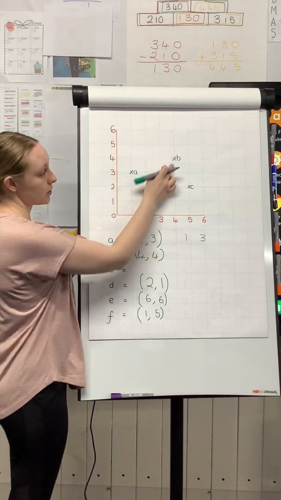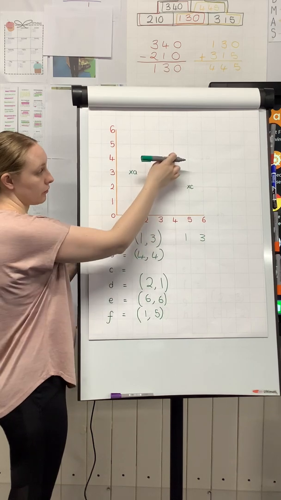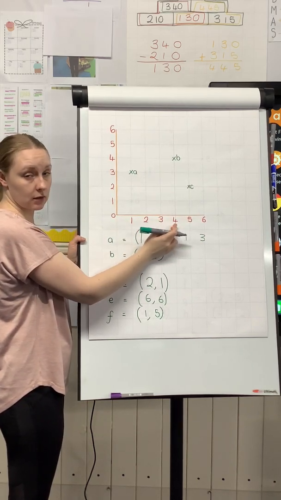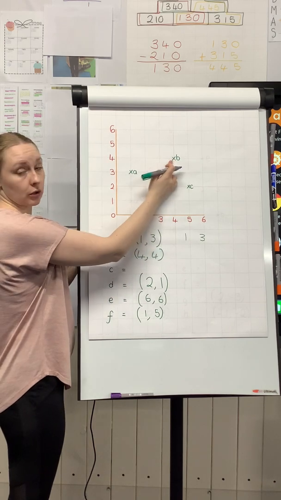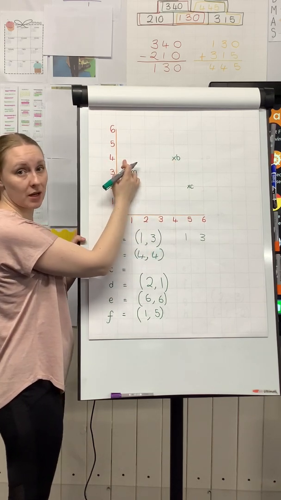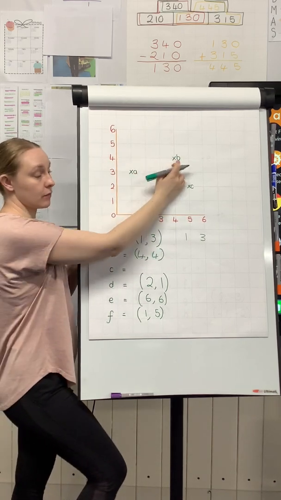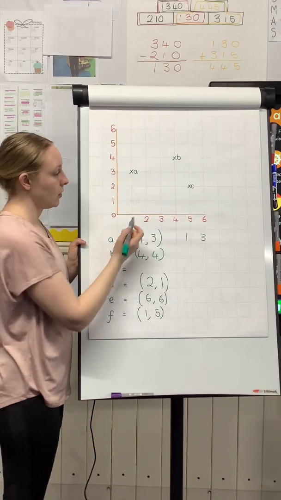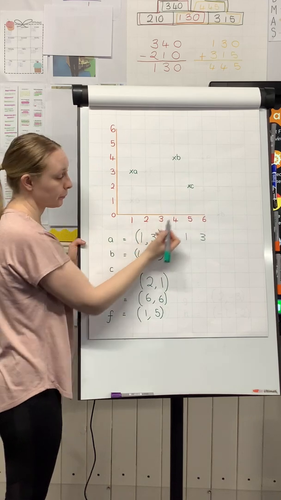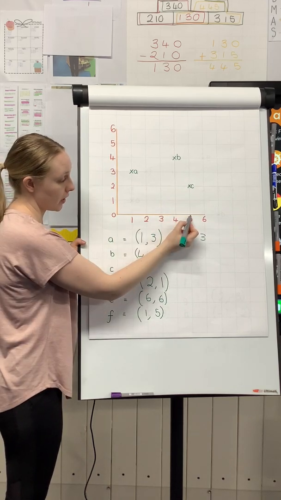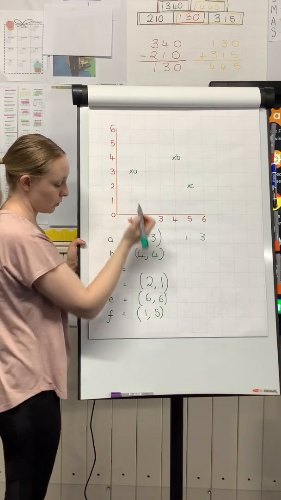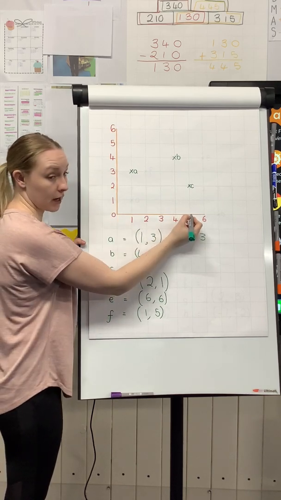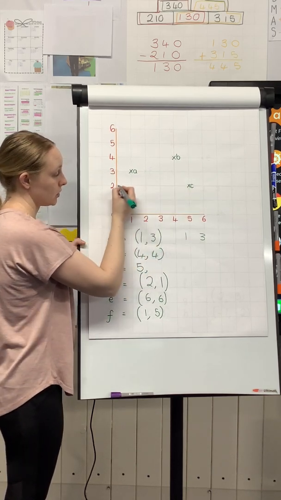If you need to draw yourself a line with a ruler from your point down to the axes, then that is fine. You can also do it this way, just if you need to be absolutely clear with yourself, that's fine. Let's have a look at C. The point C is on 5, 2. So I went along the corridor to 5 and up to 2.